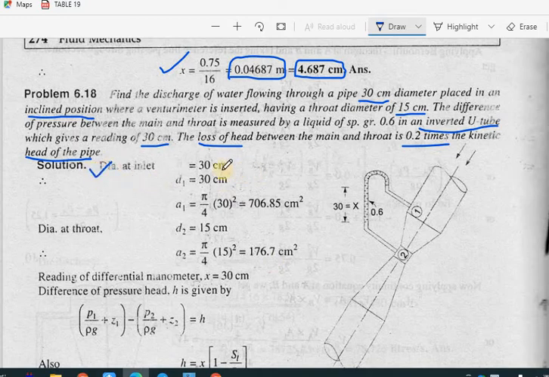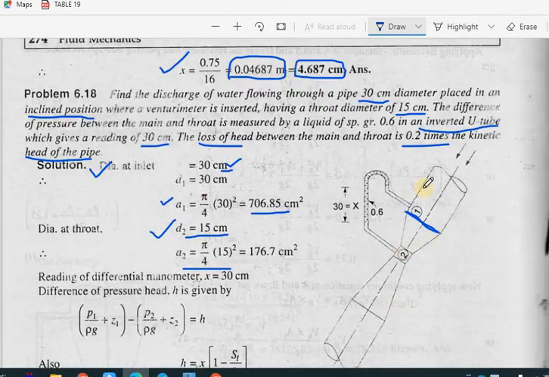Diameter of the inlet is given as 30 centimeter, which is the first section. So from here we can calculate the area, which is coming out to be 706.85 centimeter square. The diameter of the throat is 15 centimeters. From this diameter we can calculate A2. A2 is coming out to be 176.7 centimeter square.